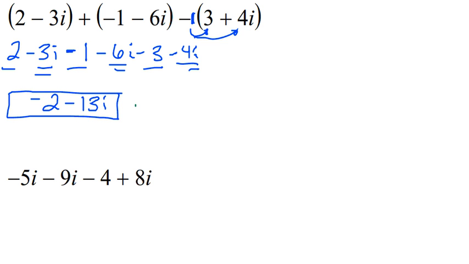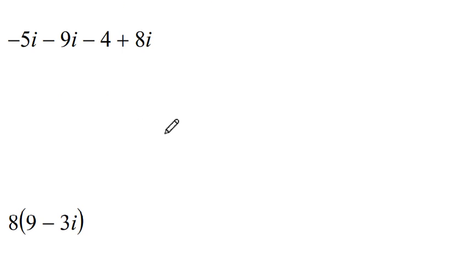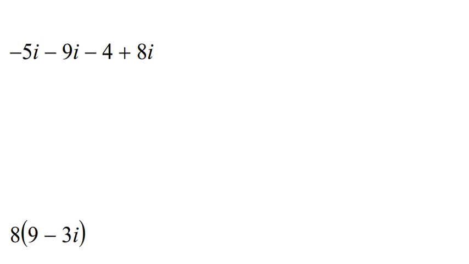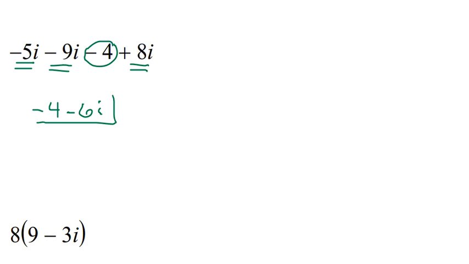Going green for the last one. This is the easiest of them all. We only have one real part, negative 4. Negative 5i minus 9i is negative 14i, plus 8i makes negative 6i. And that is all the adding and subtracting from the odds.